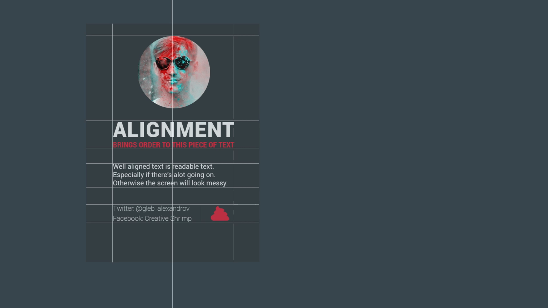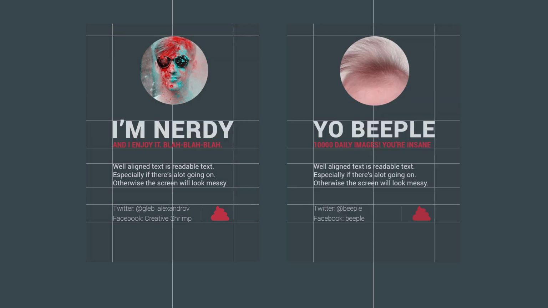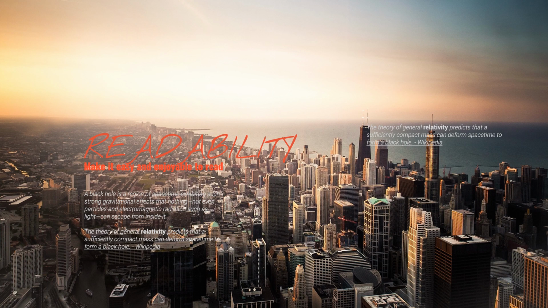Say, let's align all the elements to the left, but at the same time we can align the title and the photo using the central line. And if the design blocks are repeated, we also repeat the same alignment rules. Yay for consistency. The point of great typography is to make the text readable, not only fancy.